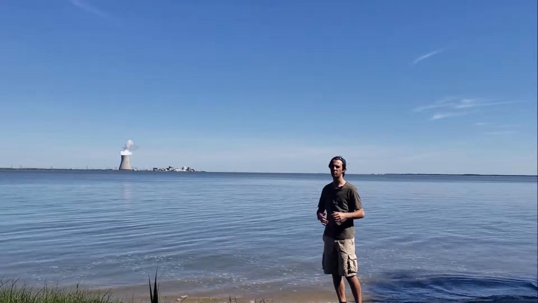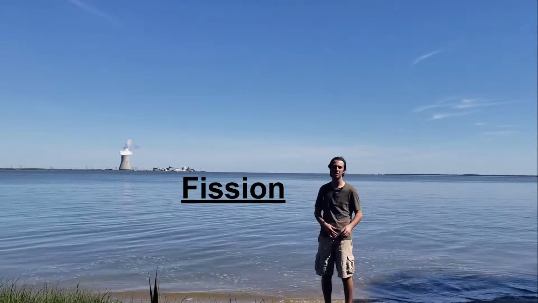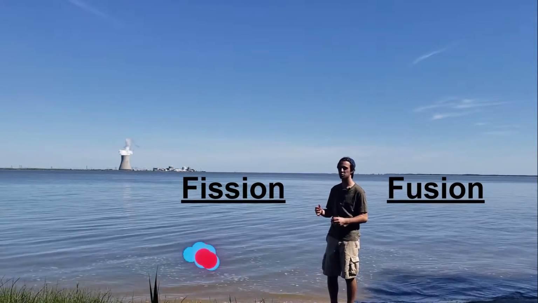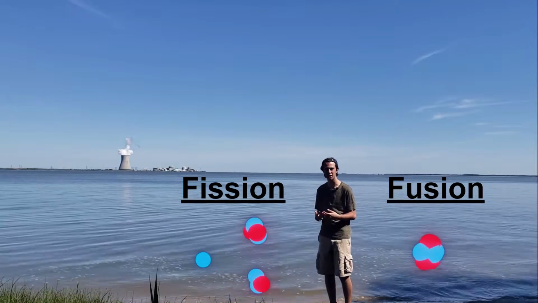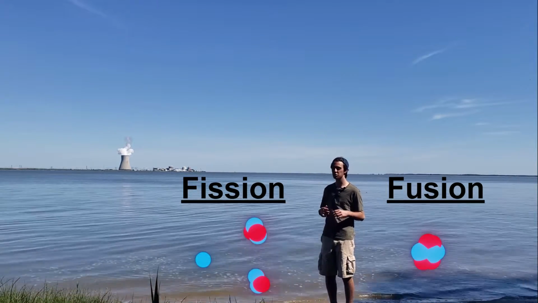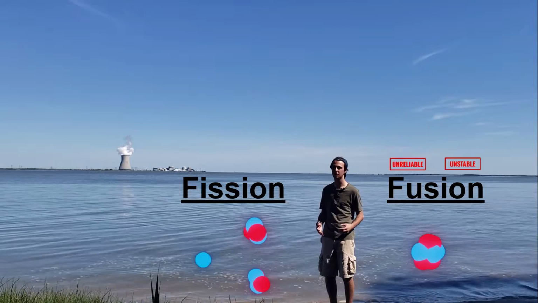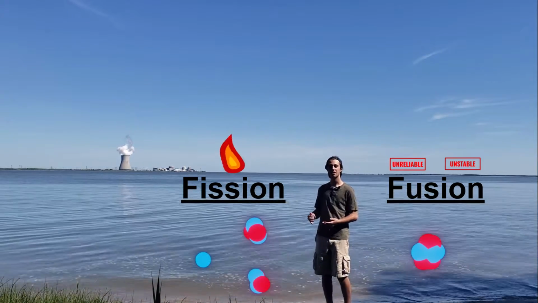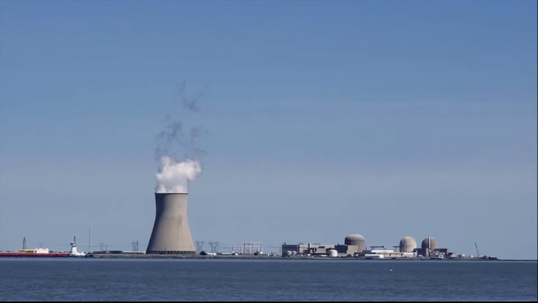There are two processes by which this could all happen: the process of fission and the process of fusion. Fission is the process of splitting atoms apart, while fusion is bringing them together. We use fission in reactors because fusion is unreliable and unstable by current standards. Fission is what makes the heat, and the heat is what makes the magic happen.